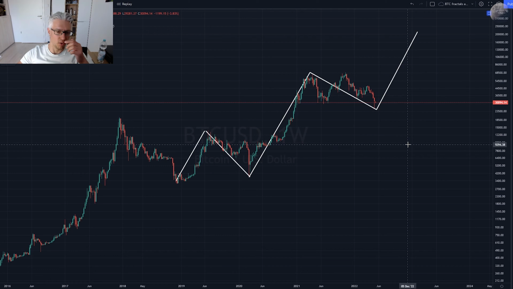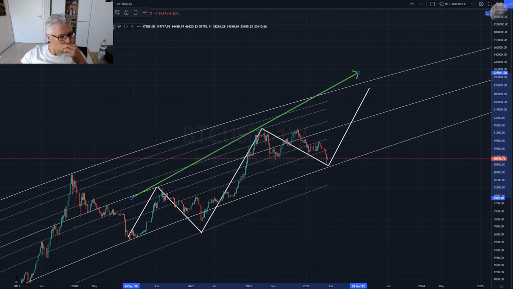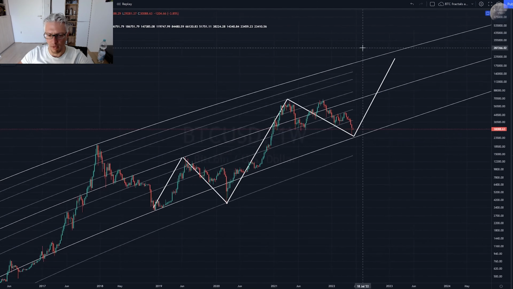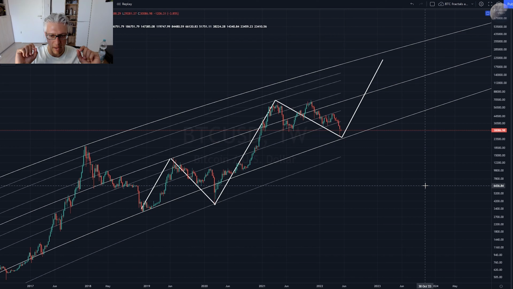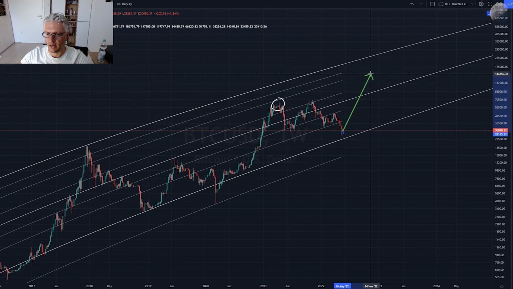1, 2, 3, 4, 5 wave Elliott wave structure, which is one giant continuous bull market that will take us to over $100,000. With any luck, if we hit the upper resistance line, we could go to over $200,000. I of course wouldn't bet on it. I would go for the more conservative target of maybe $150,000. If we say that this line here has been hit, right, and we prolong this line and say, okay, it will now again go to this line, it would take us to about $150,000.